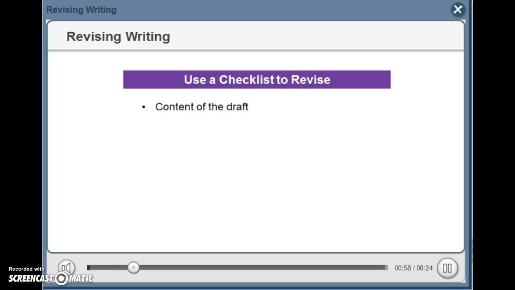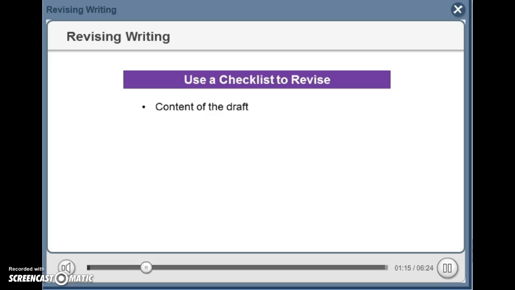After you have reread your draft, you are ready to start revising using a checklist. You will need to look for weaknesses in your writing. You might be given a checklist for revising, or you can make your own. Let's look at the things that your revising checklist should focus on.